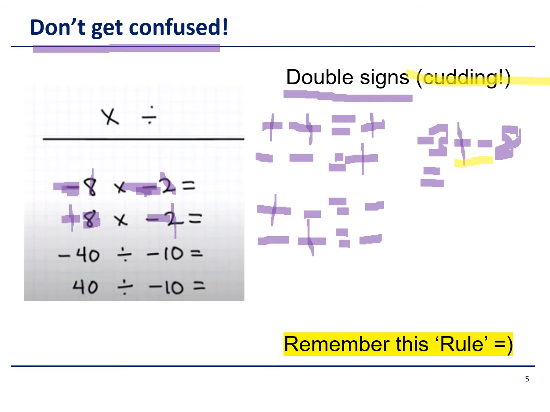So the rule to remember is, when we have the double signs, so when the signs are next to each other like this, the plus and the minus, and they're cuddling, that's when you apply the double sign rule. That's when you apply it. So minus 3 plus minus 8, well, it's going to be a negative answer, okay, so minus 3 plus minus 8 is going to give us minus 11, okay, minus 11.